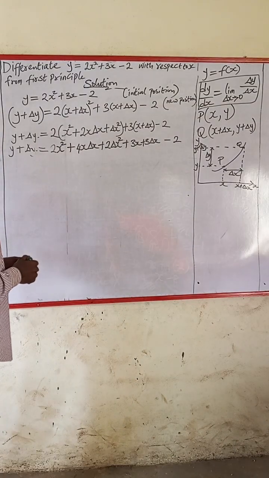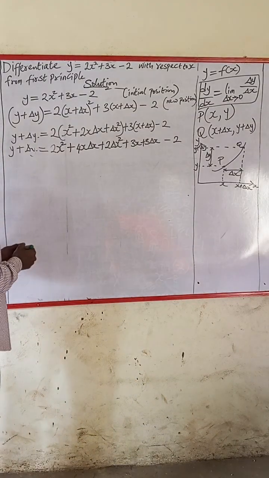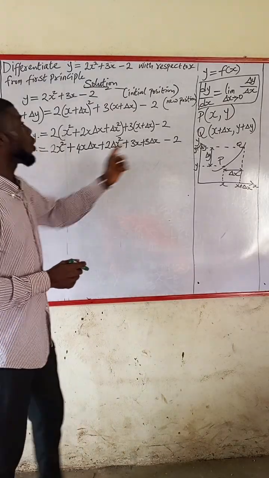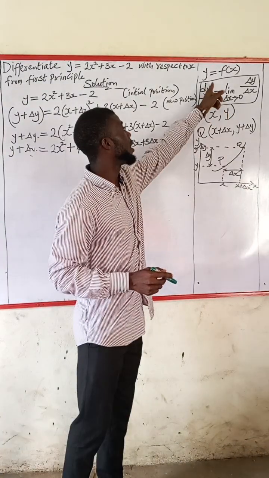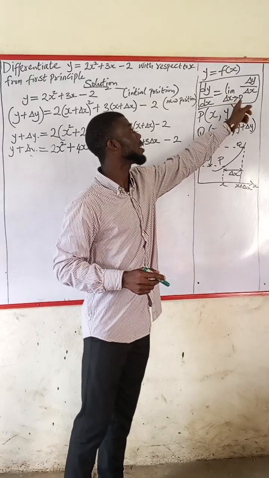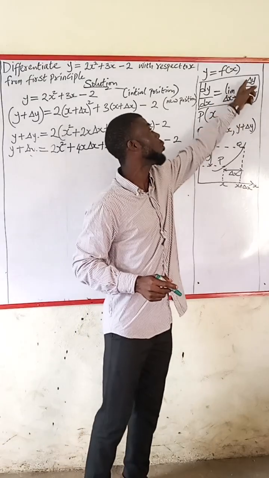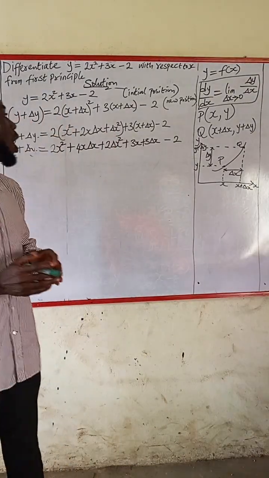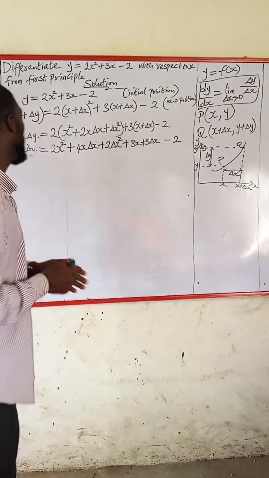Do we have any like terms? No. So we can proceed. Remember that we said that the derivative that we want to solve is the limit as changing x approaching 0 of changing y over changing x. Meaning that we first of all need to make changing y over changing x the subject of the formula.